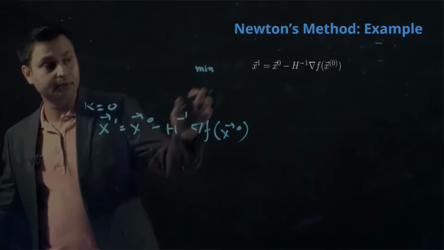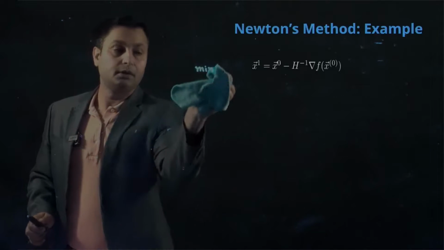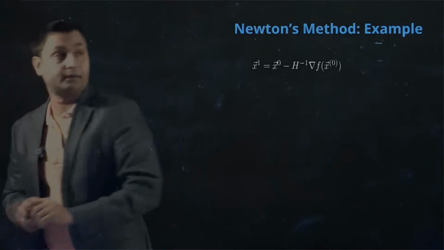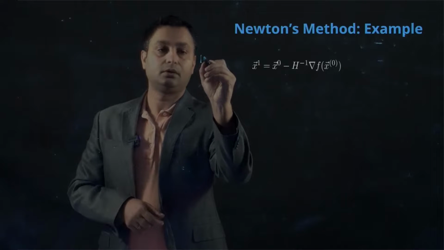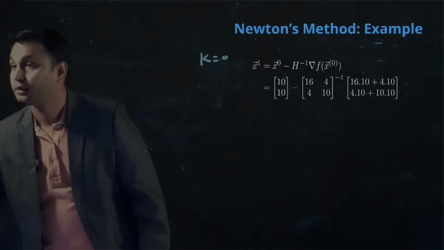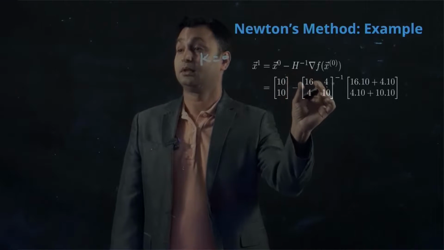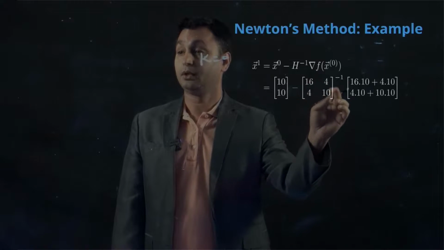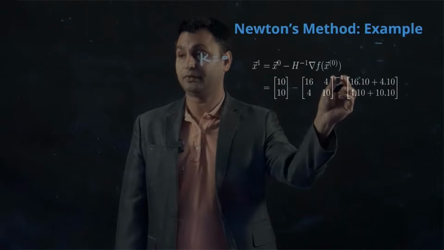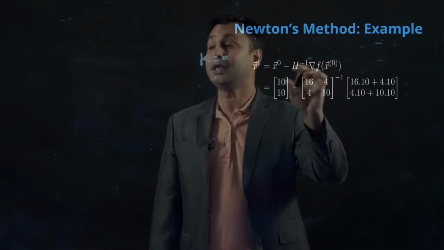So this is what we have written, and if we substitute k equal to 0, that is what we'll get on the right hand side. And again, just for continuity, I want to write that k equal to 0. So this is the first iteration. Okay. So what was our x0? That was 10, 10. What was the Hessian? That was 16, 4, 4, 10. We need to take an inverse of it. Remember, Hessian inverse. So this is why we have the inverse. And then we need the gradient function evaluated at 10, 10.